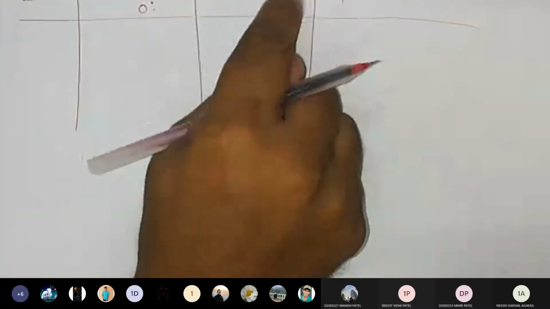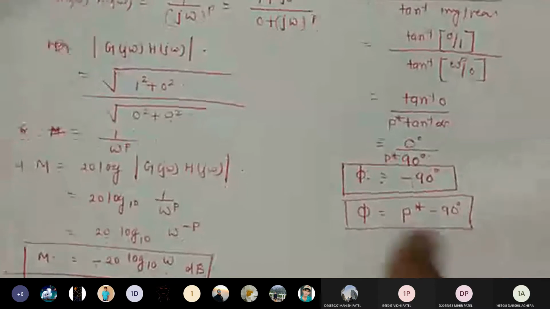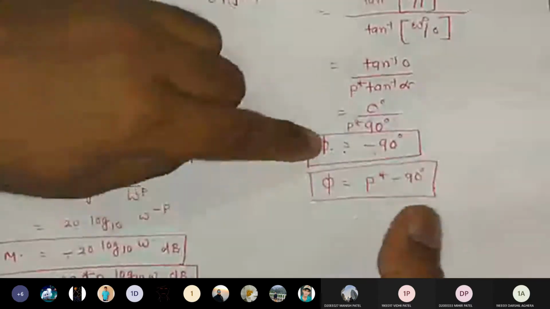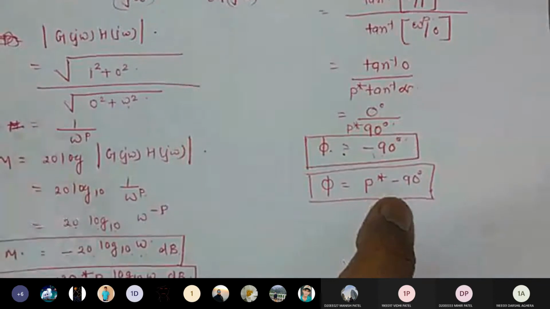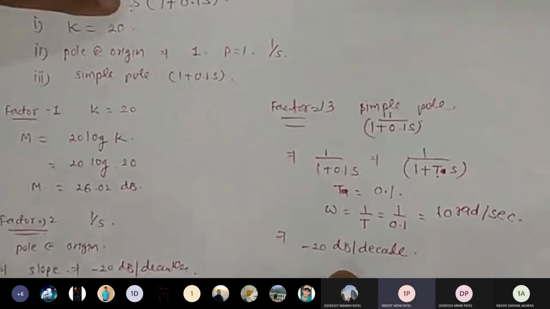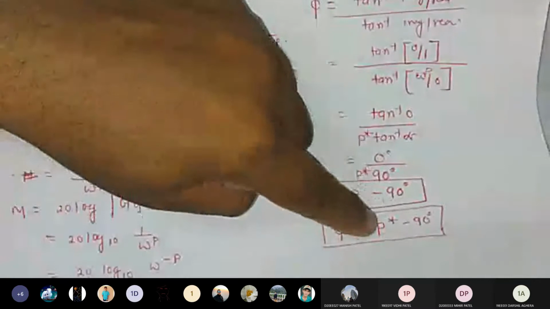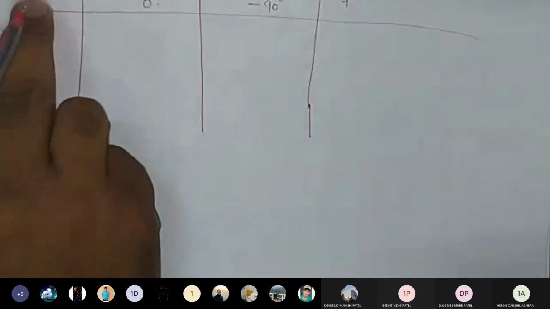Factor number 2, pole at origin. What is the contribution made by the pole at origin? Phi is equal to P into minus 90 degree. How many poles at origin are there in our equation? 1. So the answer is -90. It will always be -90 irrespective of the value of omega, whatever omega comes.